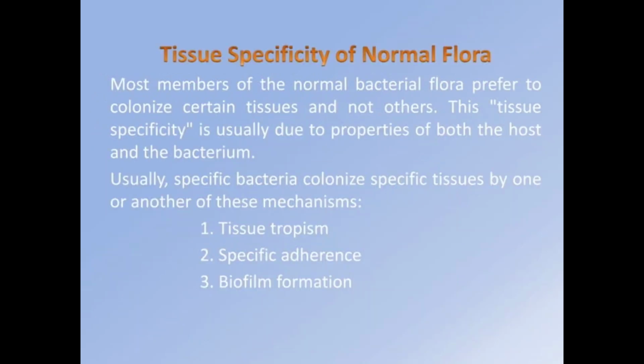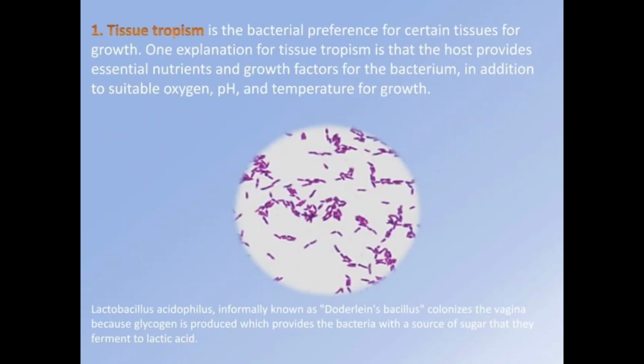Tissue specificity of normal flora. Most members of normal bacterial flora prefer to colonize certain tissues and not others. This tissue specificity is usually due to properties of both the host and the bacteria. Usually specific bacteria colonize specific tissues by one or another of these mechanisms: number one, tissue tropism; number two, specific adherence; number three, biofilm formation.